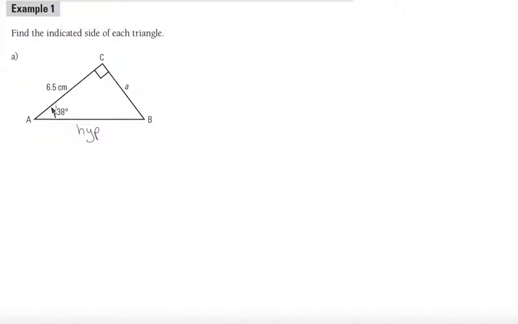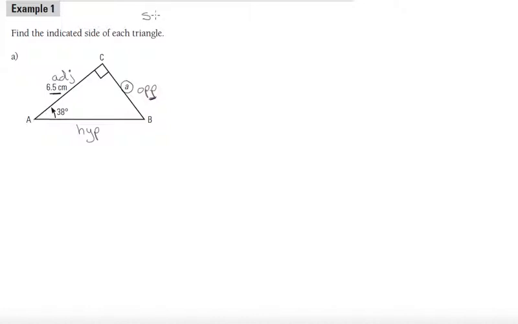Okay, so this angle is the one that we're looking at, that we're worried about. Here's the hypotenuse. That means the other one that makes up the angle is the adjacent. And then this one over here is the opposite. Well, what are we looking for? We're looking for A, which is the opposite. And what do we have? We have 6.5, which is the adjacent.